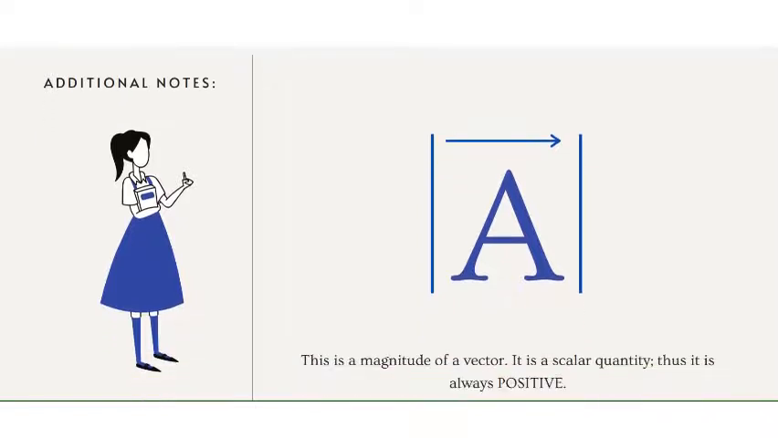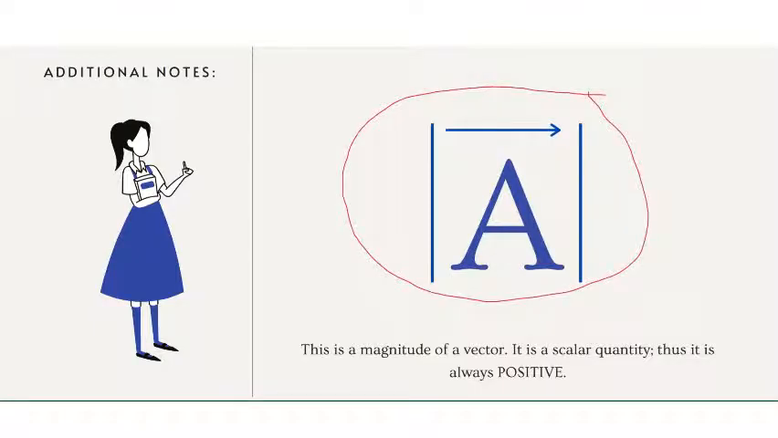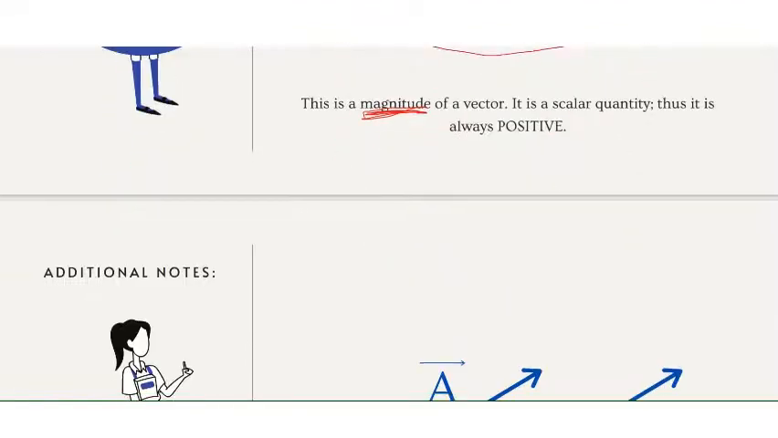And additional note lang, since a vector includes a magnitude and direction, ang ganitong sign po, this one with an absolute value sa vector, means this is the magnitude. Okay? Ang kinukuha natin yung numerical value ng vector na yon. So, it's in an absolute sign because it's always positive. Kasi nga, magnitude siya. Imposibleng magka-negative ka sa magnitude. Okay, just an additional note.